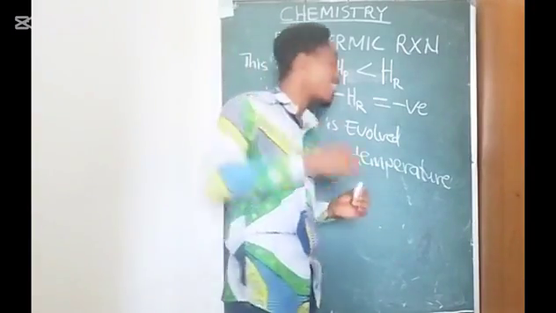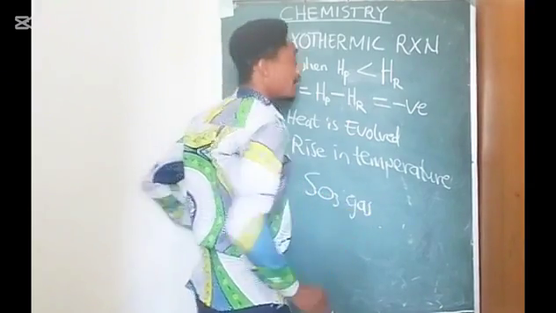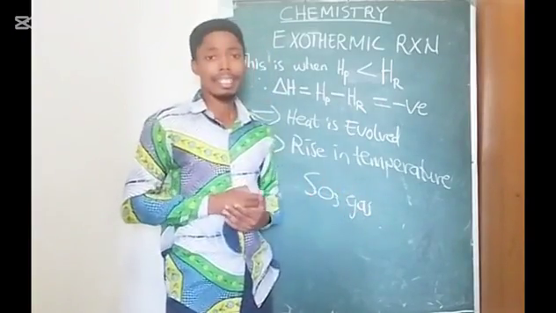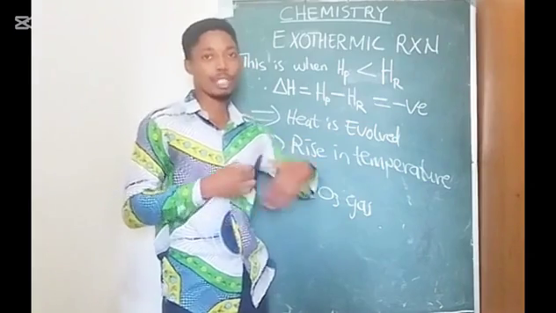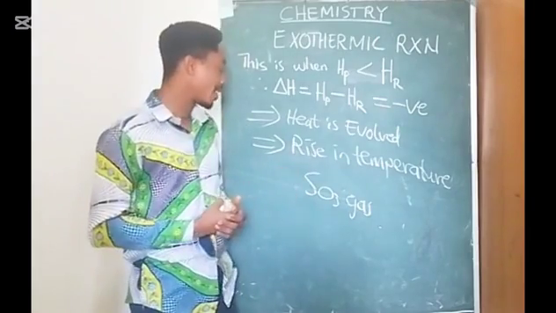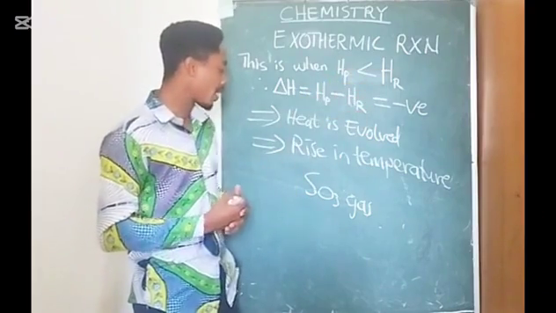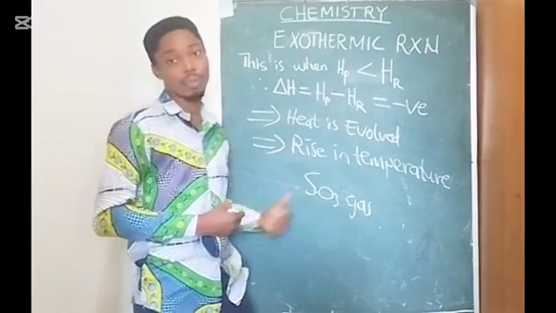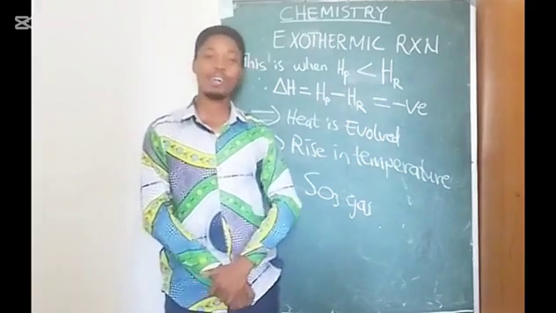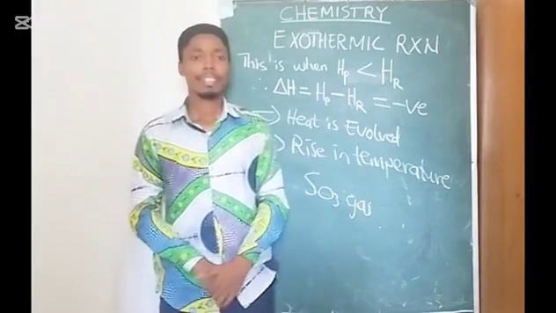Now, if you pass SO3 gas into water, that's also an exothermic reaction because heat will be driven out, the enthalpy change is negative, and heat is evolved. That means the heat content of the product is less than the heat content of the reactant. SO3 is sulfur VI oxide. So let's look at the chart.